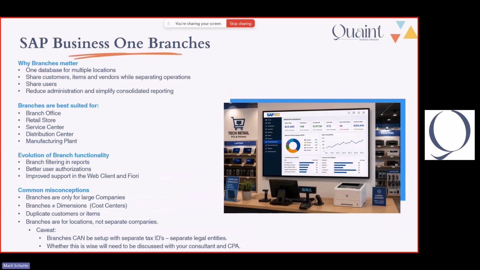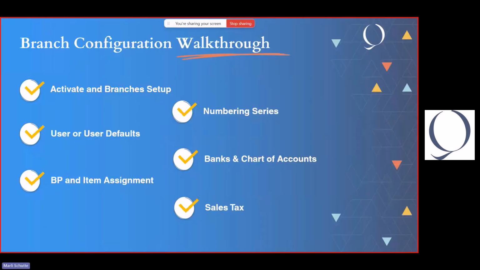Okay, let's jump to the next one. This is now where I'm going to start walking through the setup and the configuration in Business One. I'm going to show you how to activate and set up. Now, there is something that you need to have in place before you activate, and that would be you need to have perpetual inventory switched on.